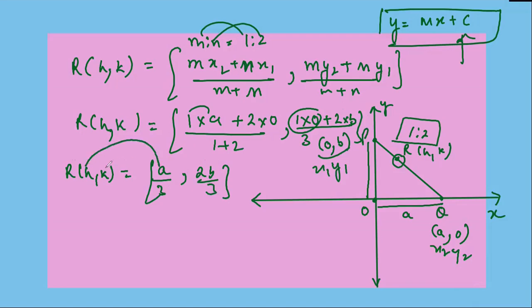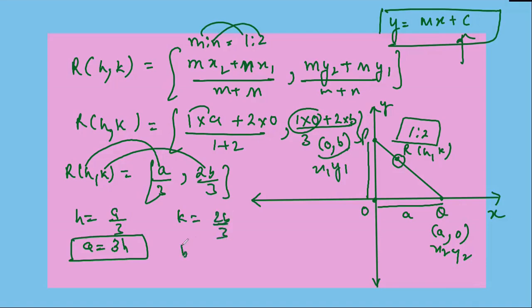After that, we compare the coordinates. So x with x and y with y. So h equals a over 3, so the value of a is 3h. And then k equals 2b over 3, so the value of b will be 3k over 2.